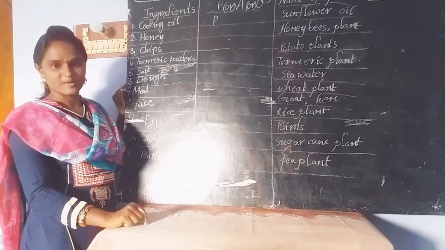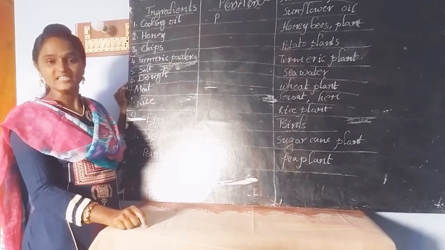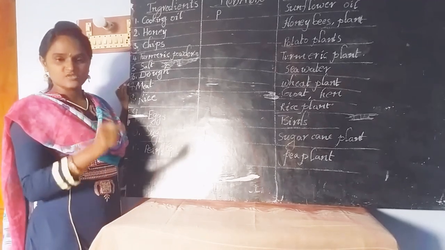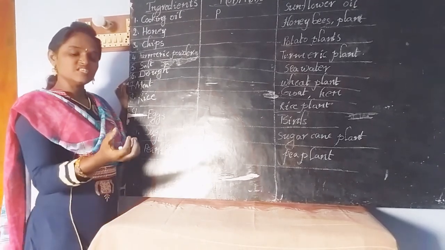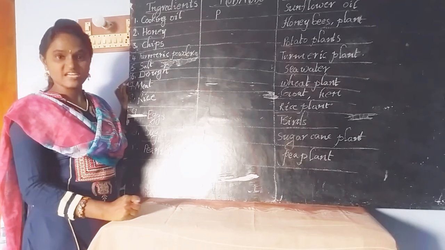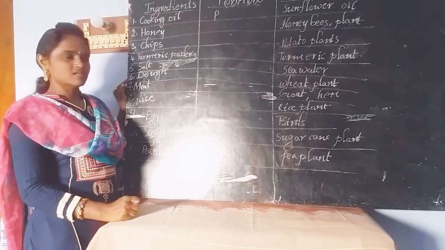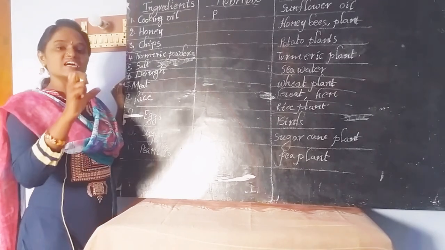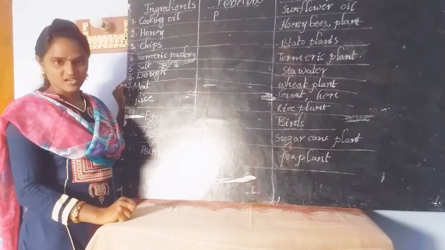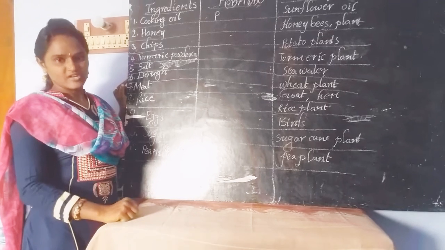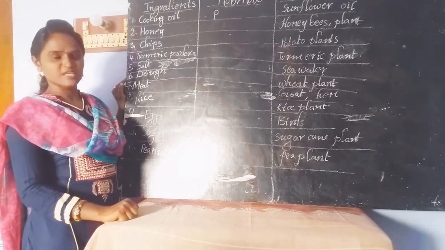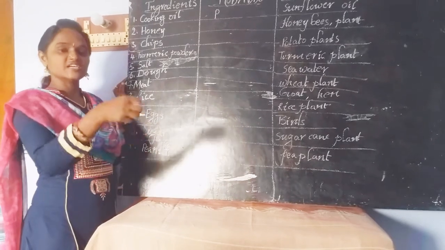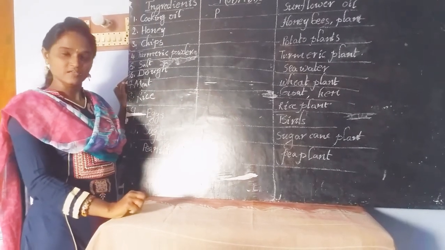By the combination of plants and animals, we are getting honey. How? Once you remember honeybees, what are they doing? They are collecting the honey. From where are they collecting? Actually, they are not collecting the honey. They just collect the nectar, which is present in the flowers. If you observe, the honeybees are rotating around the flower and sitting on the flower, and they are sucking the nectar present in the flower.